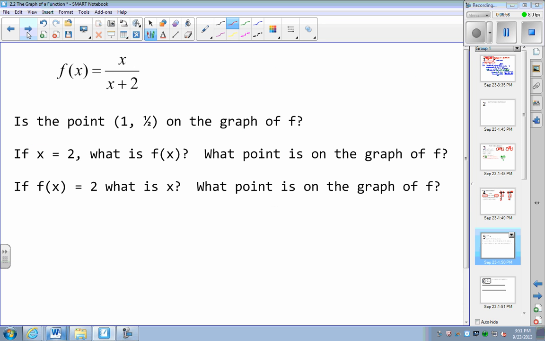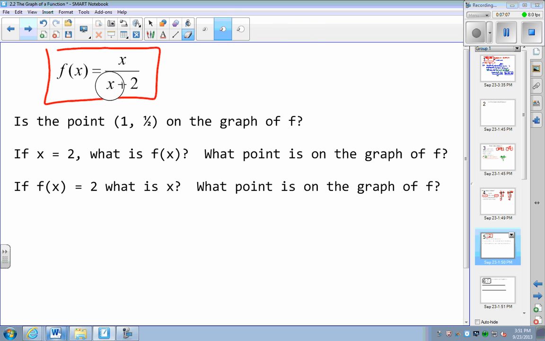All right, here's some new questions. So here's a graph. f of x equals x over x plus 2. Make sure we're not doing this and just calling that 1/2. This, if it helps you, is the same thing as just a big y equals. So the first thing, is the point 1 comma 1/2 on the graph? So it's a yes/no question.